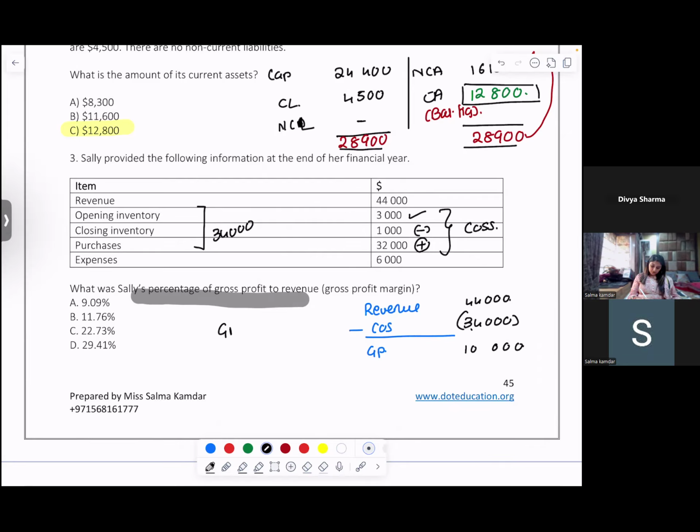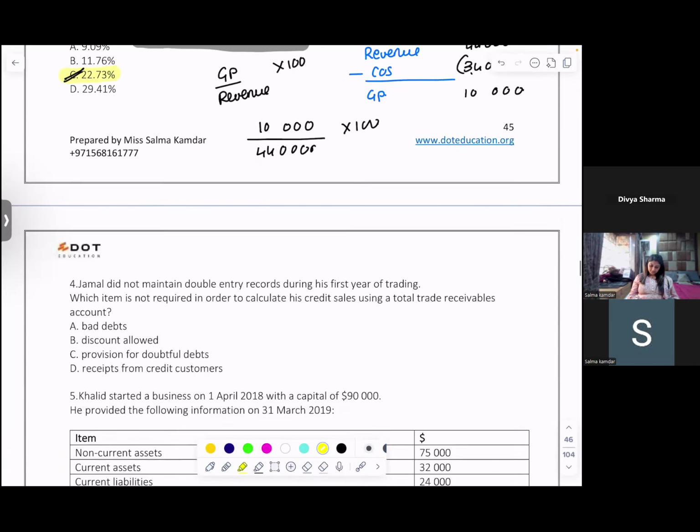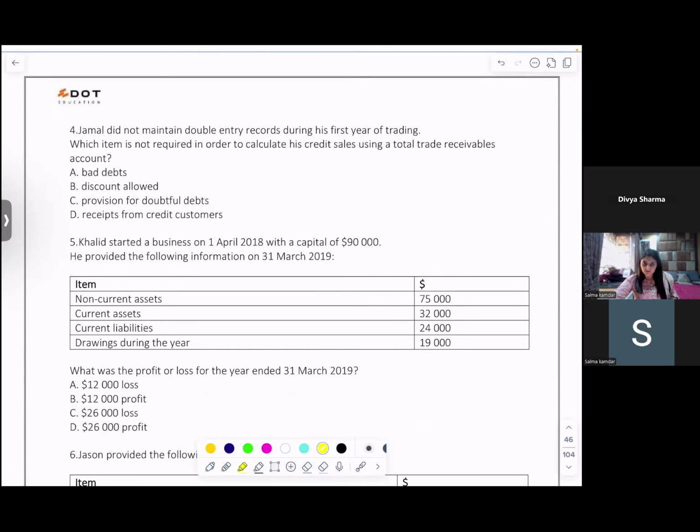So we'll divide it by the revenue. Gross profit divided by revenue times 100. Gross profit is 10,000, revenue is 44,000, times 100 will give us the answer, which is 22.73%. So the answer is option C. Did you do the next one? No, not yet. Okay, fine. I'll pause the video.